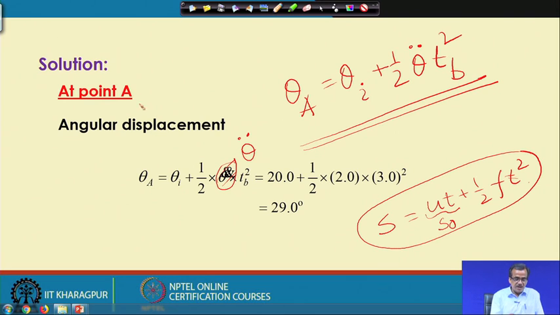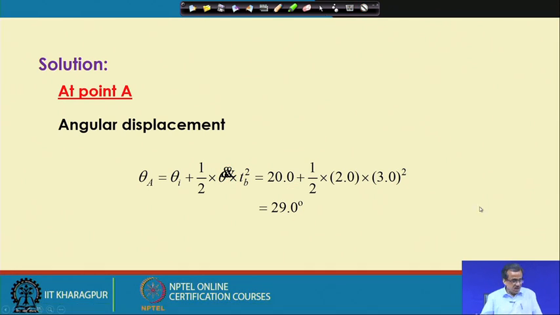Using this formula, you can very easily find the angular displacement at point A. Theta A is the initial displacement 20, plus half, and theta double dot is 2, and T b is equal to 3.0. So, you will be getting 29.0 degrees. This is the way we can find the angular displacement at point A.